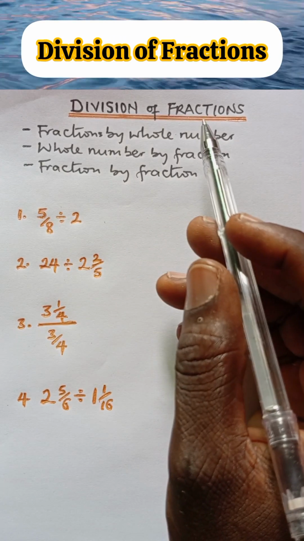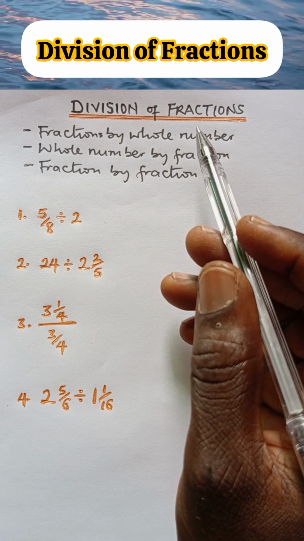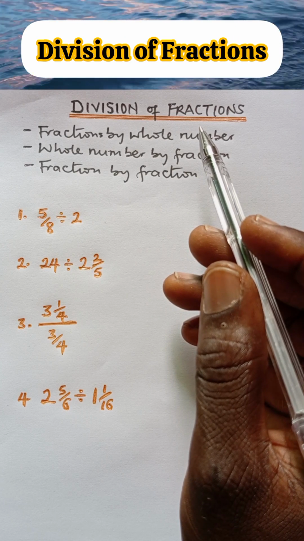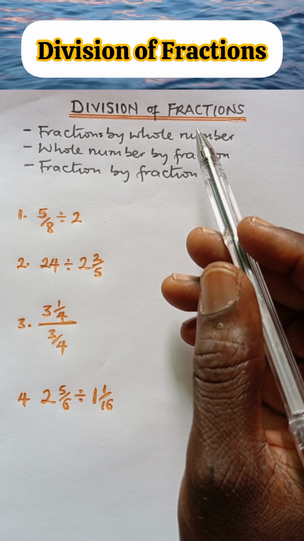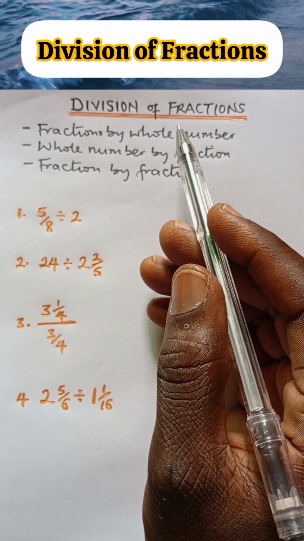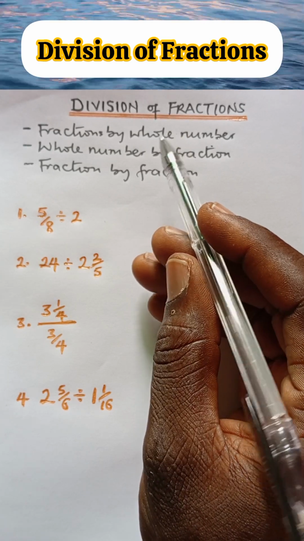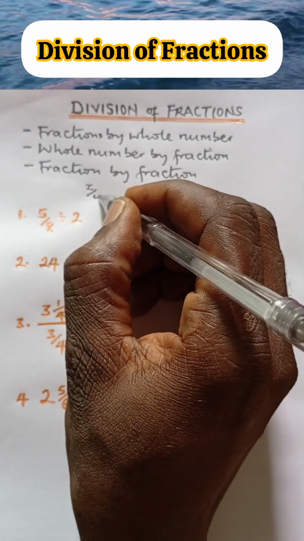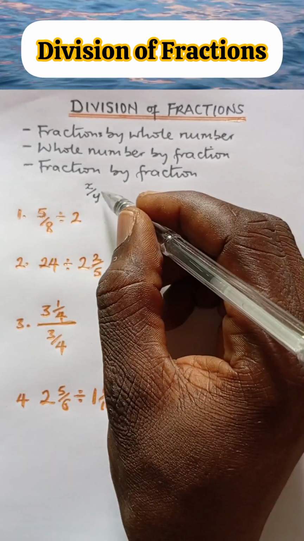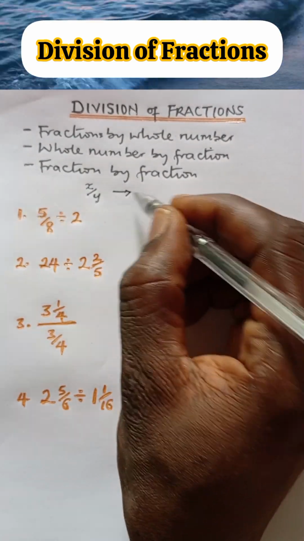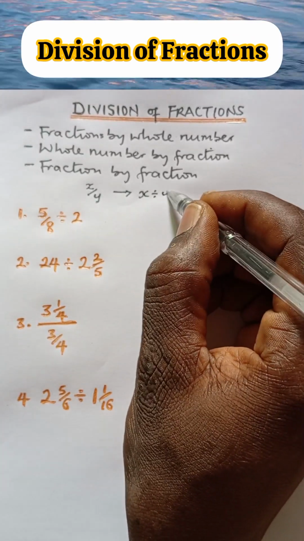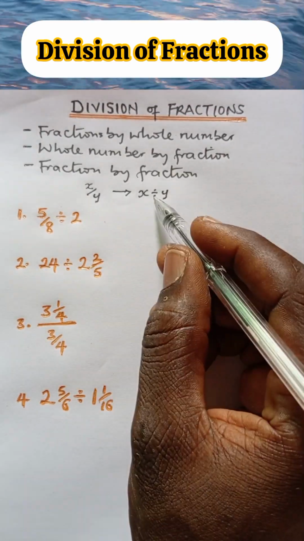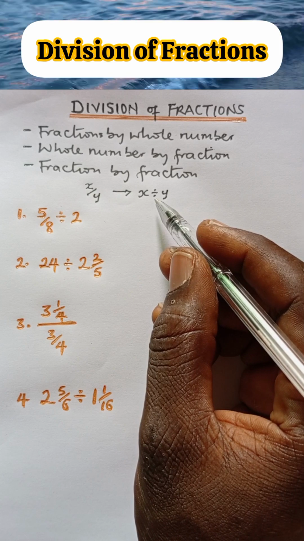Division of fractions. This is elementary mathematics, basically for those in junior secondary school and primary schools. Now, division of fractions can be represented in two ways. Take for instance, we have x all over y. This x all over y can also be written in the form of x divided by y. These are two ways division can be represented.